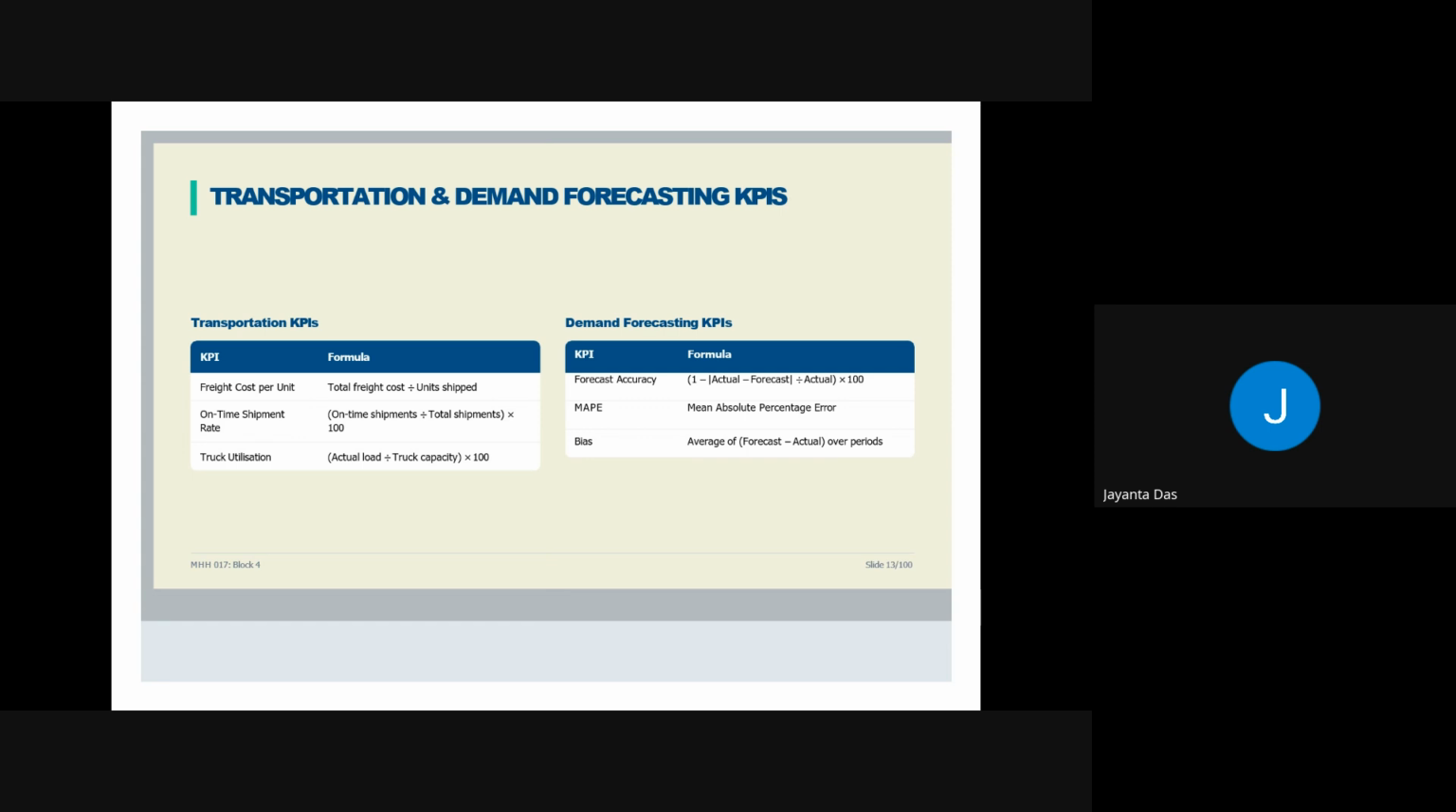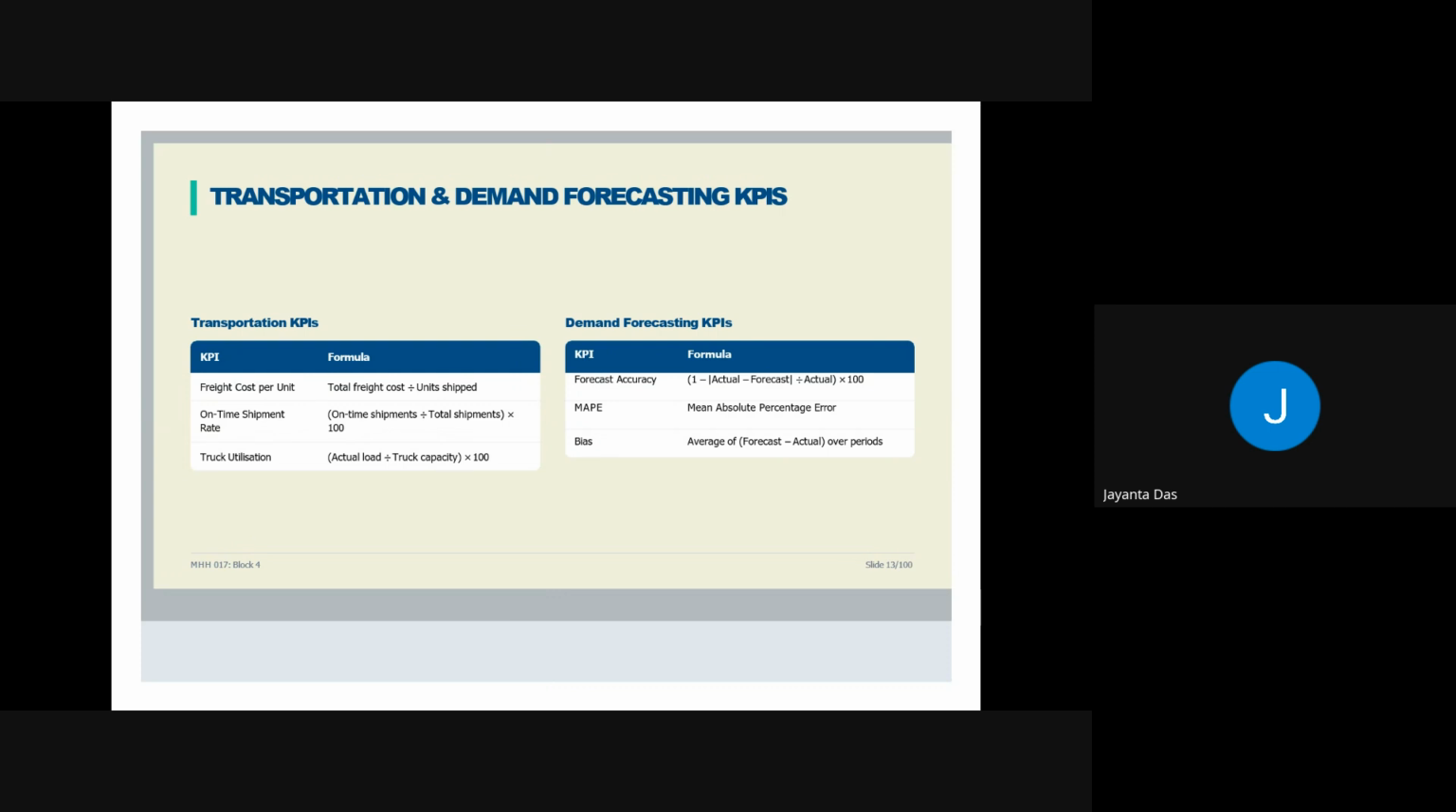So the extent to which we are able to utilize the truck, that is the actual load divided by truck capacity. Whether it has been overloaded, or we are not exactly utilizing it, because many a times we do not have enough material available to load to capacity. As a result, with the same quantity, maybe 2 or 3 times the trucks are being used. So these are the transportation KPIs.